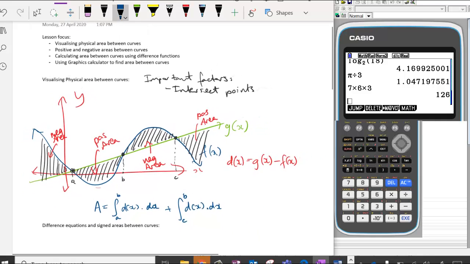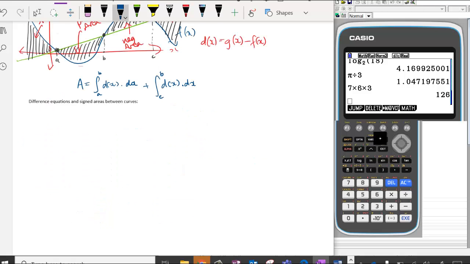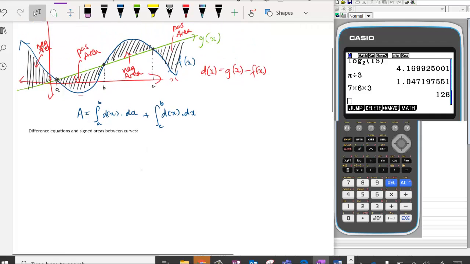So that's going to be our approach when we're looking at area between curves. It's always best to start by visualizing it. So draw a sketch, identify the areas, and determine whether they're positive or negative. When we start looking at the idea of the difference function and signed area between curves, there's two approaches that we can take. So let's now define two functions.